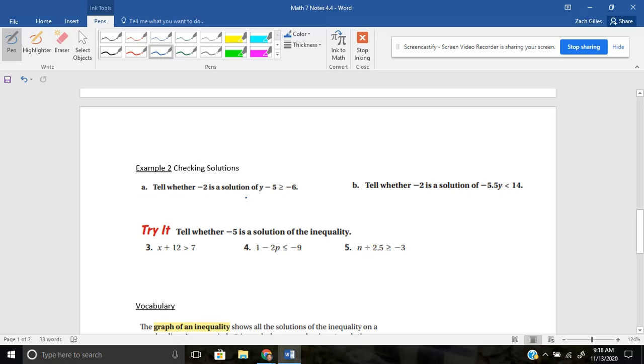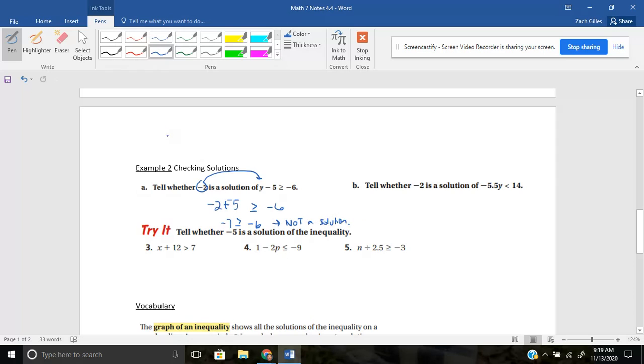Tell whether negative 2 is a solution of y minus 5 is greater than or equal to negative 6. So again, we need to substitute negative 2 for y. Okay, so I'd get negative 2 minus 5 is greater than or equal to negative 6. Well, what is negative 2 minus 5? I'm going to change my subtraction to addition and the next number to its opposite. So that would give me negative 7. Is negative 7 greater than or equal to negative 6? Well, no, it is not a solution.